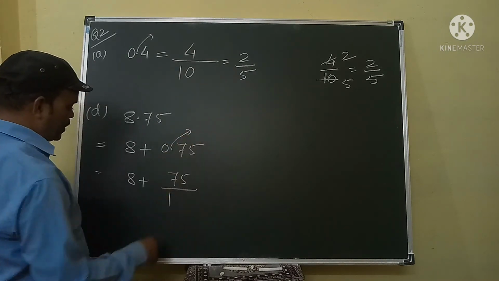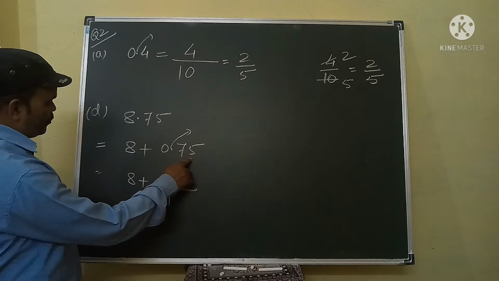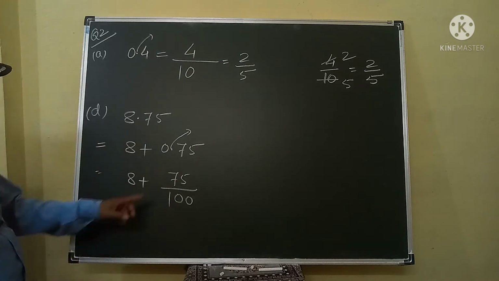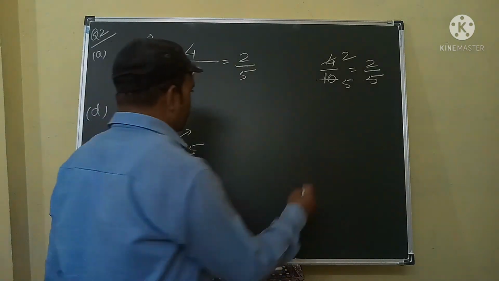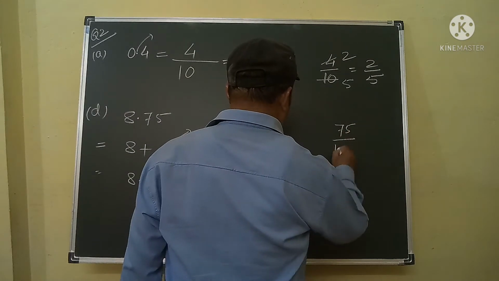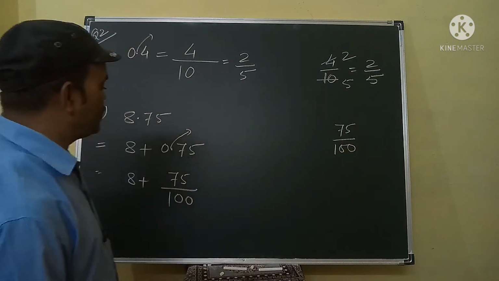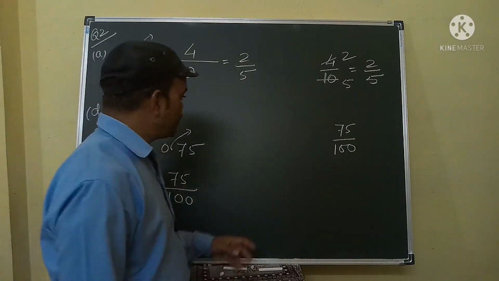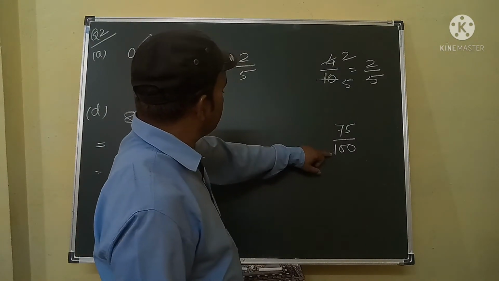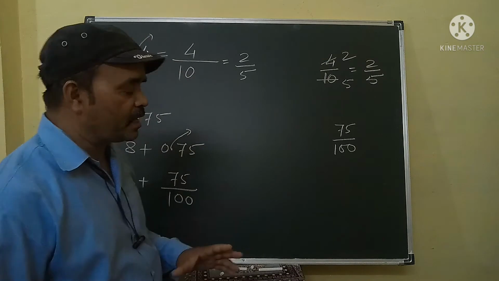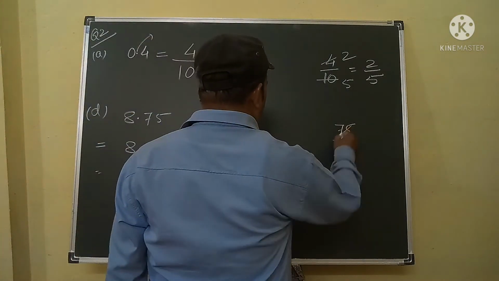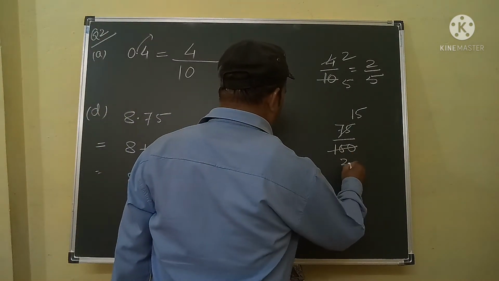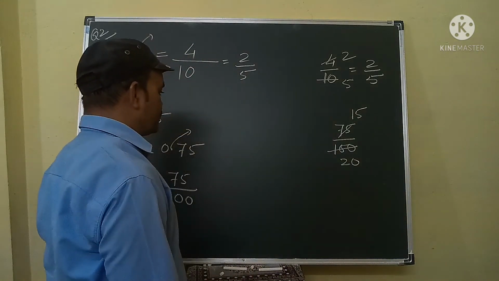After the decimal point there are 2 digits, so there will be 2 zeros. This is 75 upon 100. Then we will find the simplest form of 75 upon 100. This is 75 and this is 100. Both numbers are divisible by 5. 75 divided by 5 gives 15, and 100 divided by 5 gives 20.